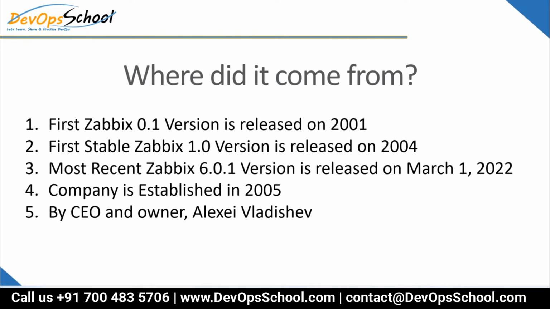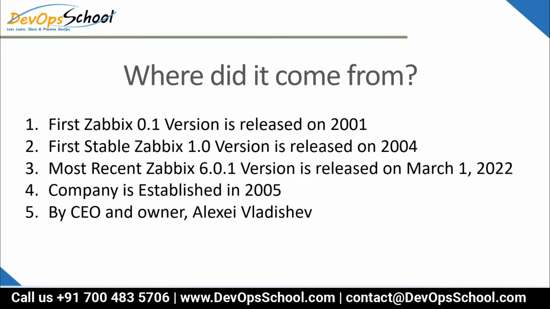So where did it come from? Zabbix's very first release, version 0.1, was released in 2001. But the first stable version, which can be used for monitoring purposes, was released in 2004, and that's version 1. And today we are learning the most recent version, 6.0.1, which was released on March 1, 2020. That means this year, this month only, it got released.